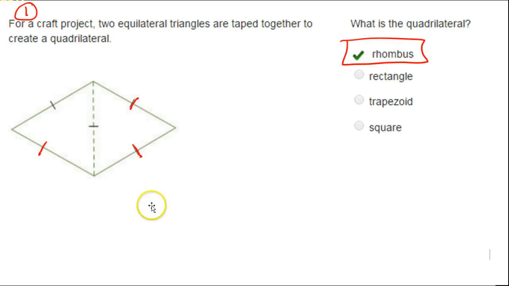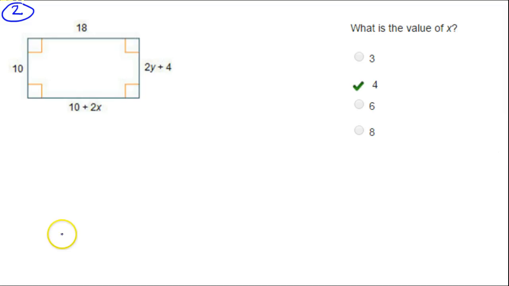So that's what I'm saying here. This is a parallelogram, but luckily that's not even one of the choices. But even if parallelogram was a choice, you would have to say rhombus because it's more specific. All right, let's look at the next one. This is actually problem number 3 because I'm going to do all the odds.